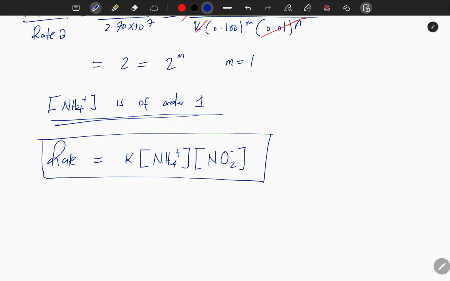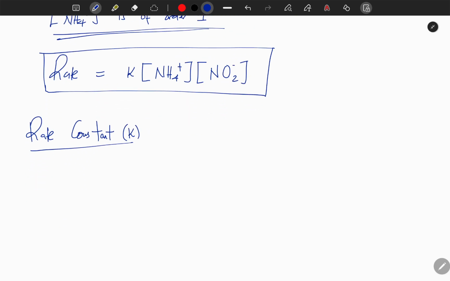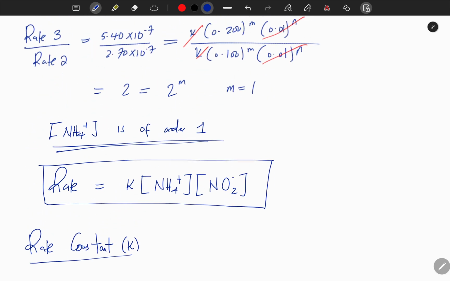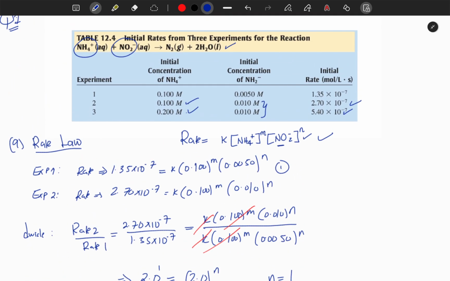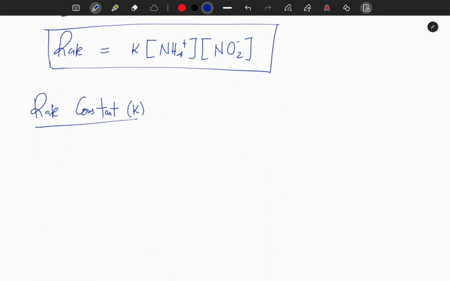Now we need to find k. So what is k? So with the rate constant now. Let's find the rate constant. The k. How do we find the rate constant? So to find the rate constant, we can get any 2 experiments and divide them. It will be very easy. All right, let me show you.